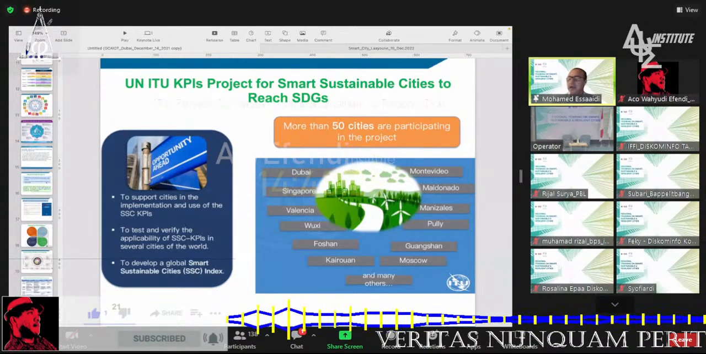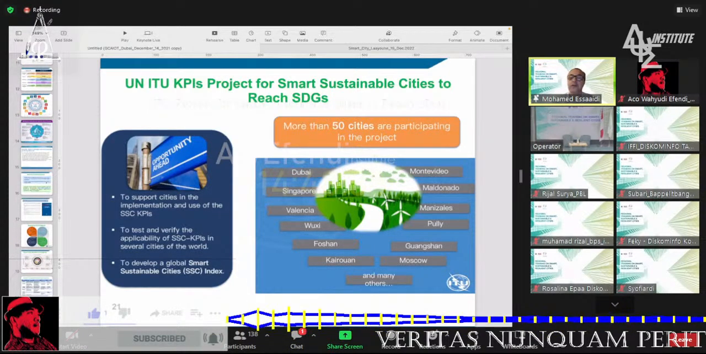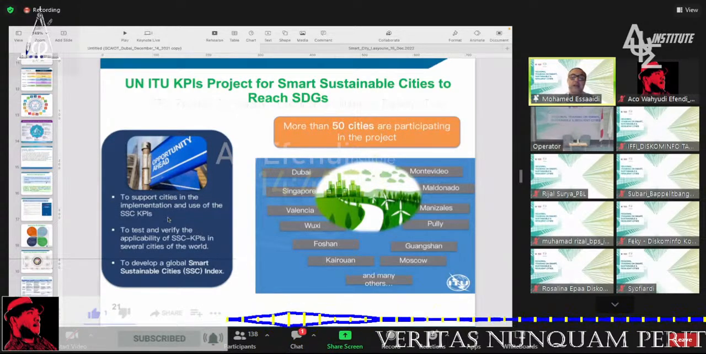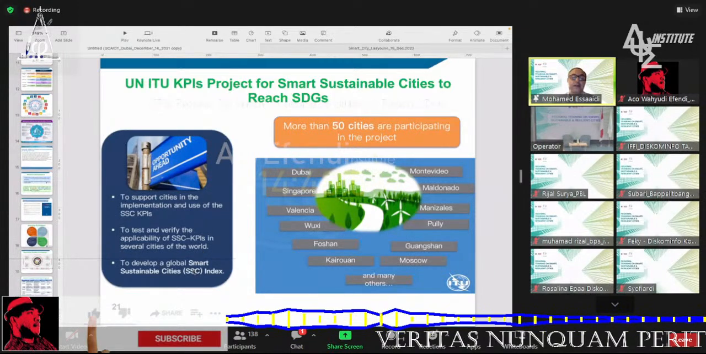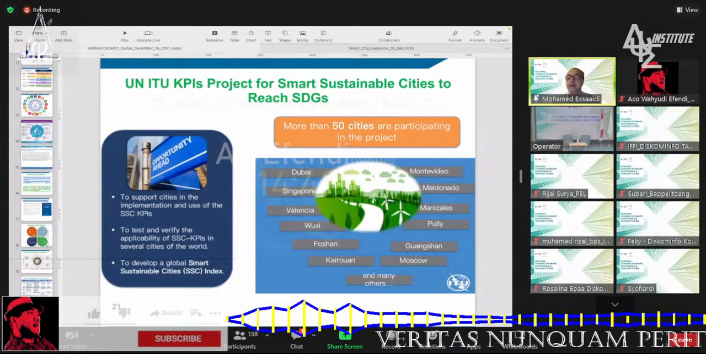So the main objective or focus of this framework is to measure the performance of smart city goals. There are actually more than 50 cities included today in this framework. This framework is targeting to support cities in the implementation and use of the sustainable smart city KPIs, and also to test and verify the applicability of sustainable smart city KPIs and develop the global smart sustainable city index. This is the ultimate objective of this program. So you can see here several cities included, like Dubai, Singapore, Valencia, Kochi, Fortune, etc.